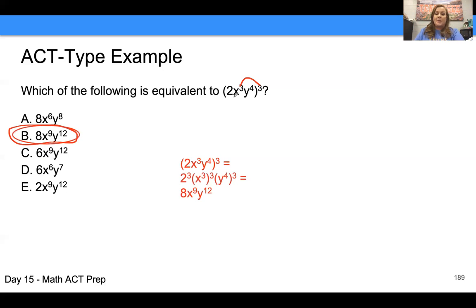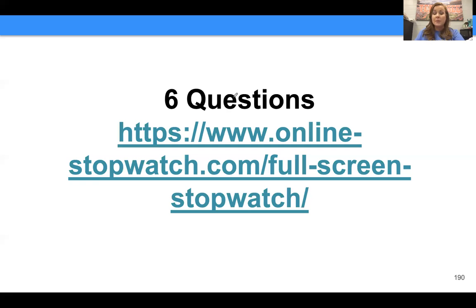Okay, so let's go to our practice problems. You got 6 questions today. Hit the pause, or first set your timer, 6 minutes. Write down how much you have left, or if you went over, that'll tell you you might need some more help on it. Pause it, do your questions, and then unpause when you're ready. And go.